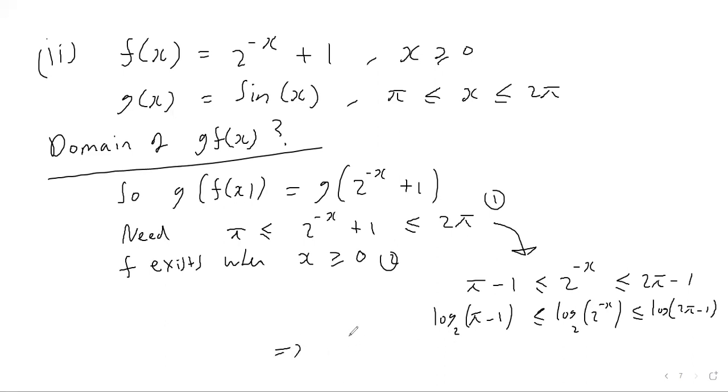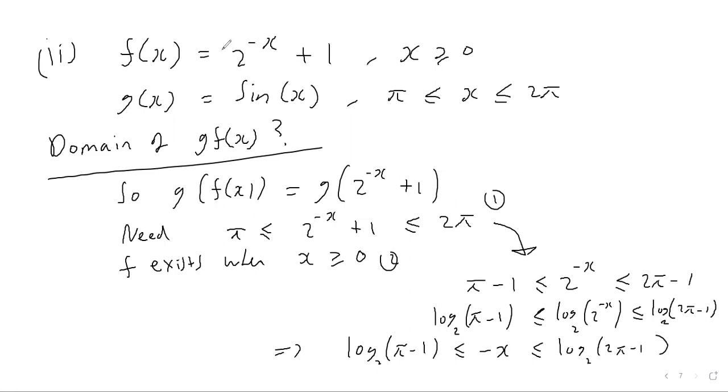So what you'll get is log base 2 of pi minus 1 is less than or equal to negative x, which is less than or equal to log base 2. So I forgot the base 2 down there. There should be a little 2 down there. Log base 2 of 2 pi minus 1.